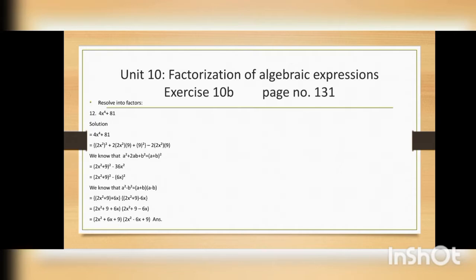Right? So what we did is we have written 4x⁴ as (2x²) raised to the power 2. Similar is the case with 81, we have written that as 9 squared. Okay, so our middle term is 2 into 2x² into 9. And because we have added this term, we have to subtract it as well. So I wrote 2 into 2x² into 9 beside it. Okay, then we know that a square plus 2ab plus b square equals (a plus b) whole square.